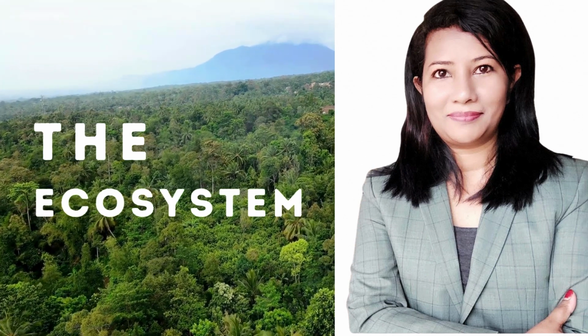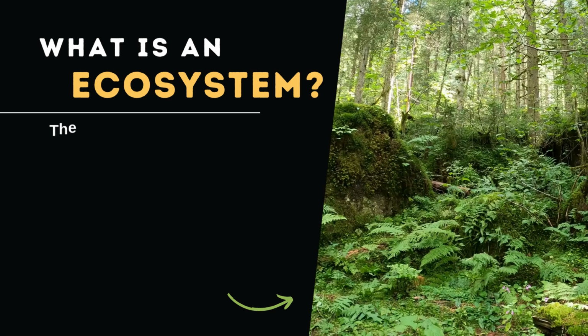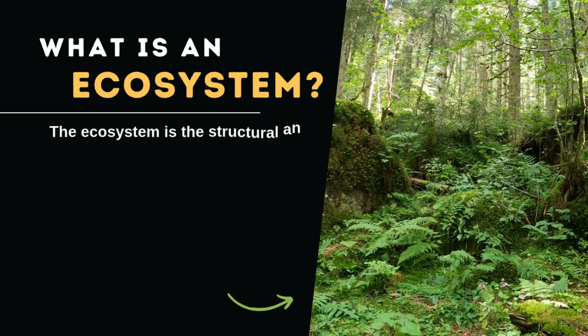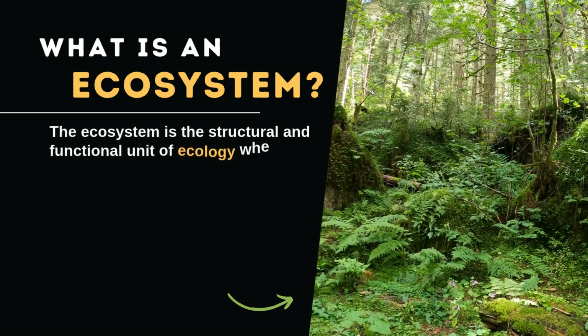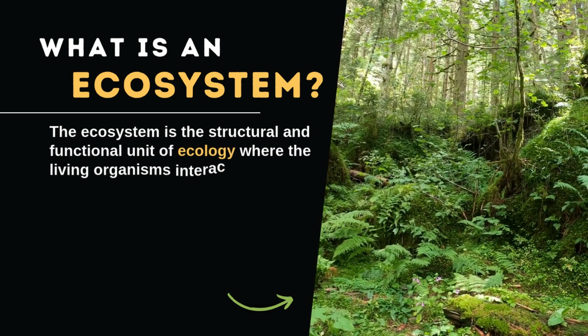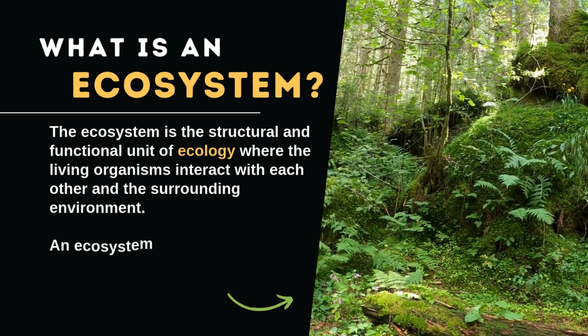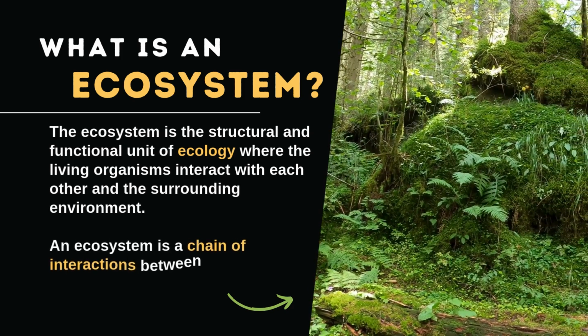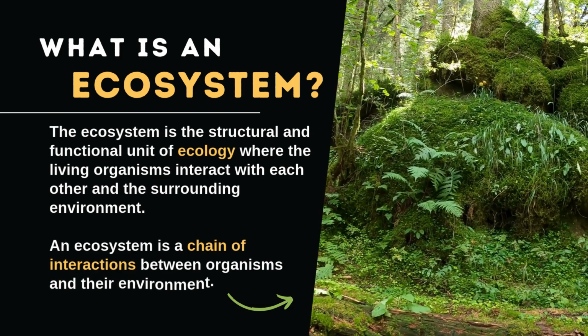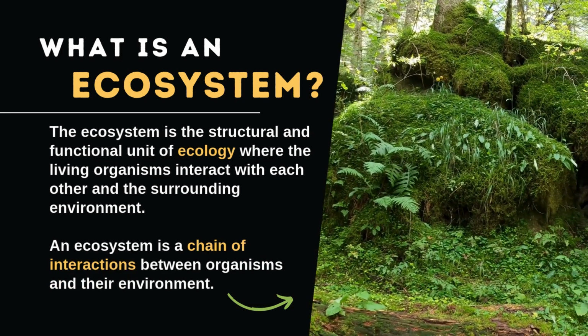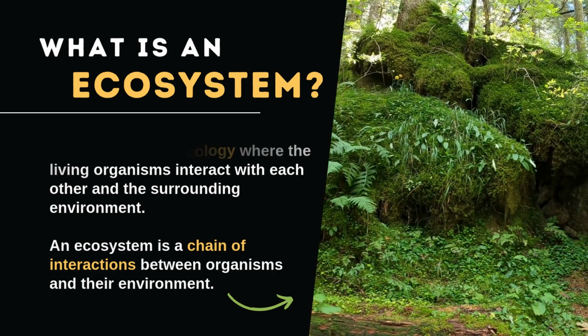The ecosystem. So, what is an ecosystem? Well, the ecosystem is the structural and functional unit of ecology where the living organisms interact with each other and the surrounding environment. An ecosystem is a chain of interactions between organisms and their environment.